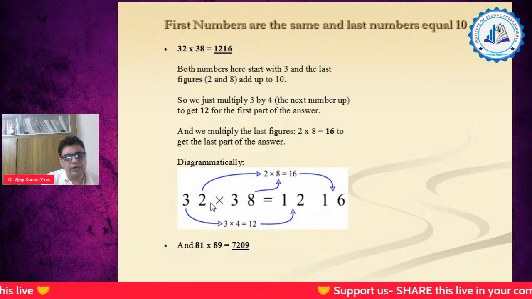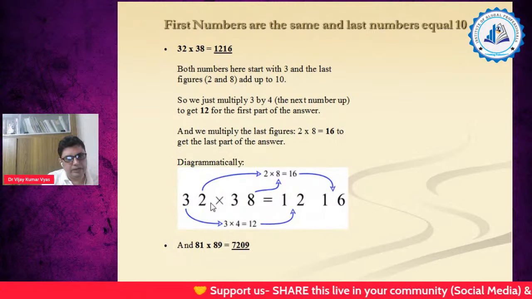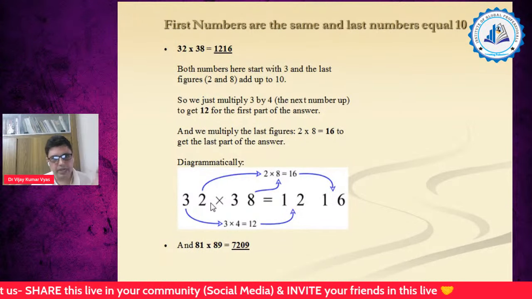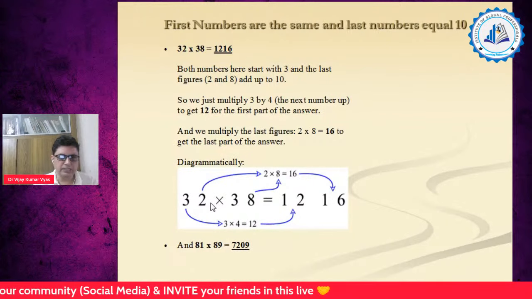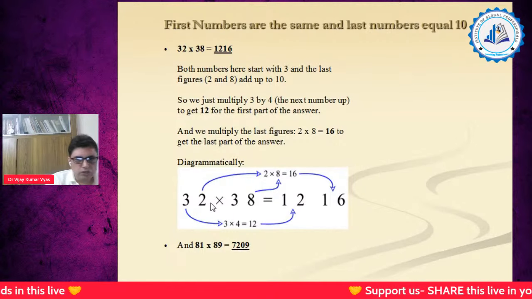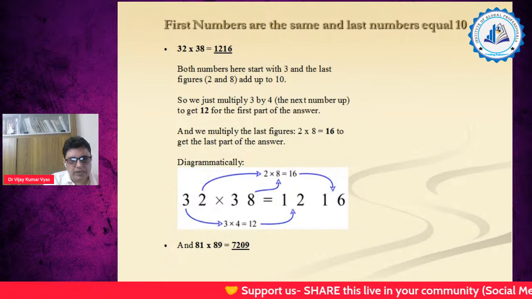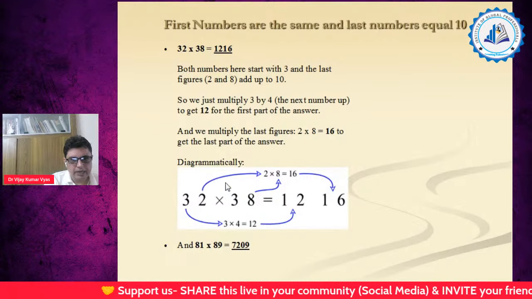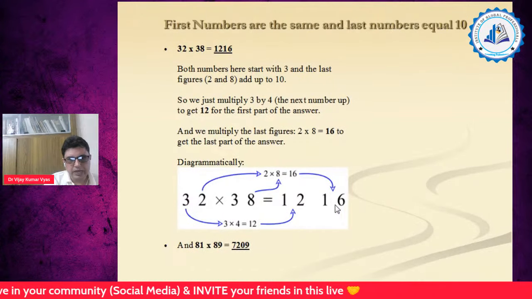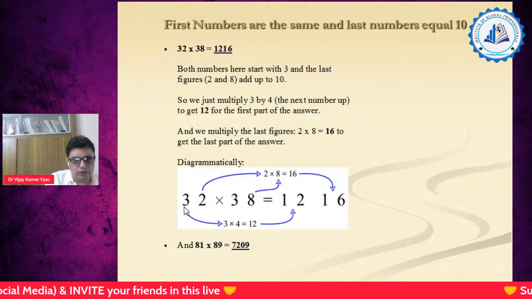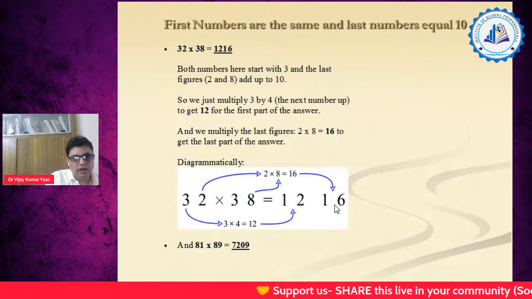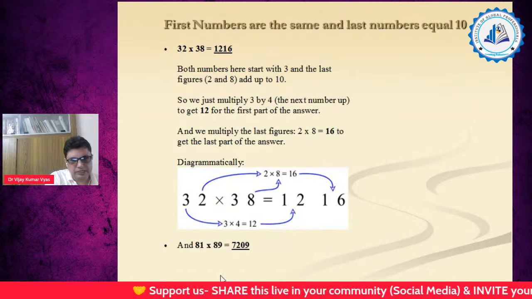Here is another example. If you need to calculate 32 multiplied by 38. Now here you can see both numbers start from 3 and the sum of the second digits is 10. If you need to multiply this, no need to use a calculator, because first digit is 3, second 2 and 8, so 2 multiplied by 8 is 16, right, 16, and the next digit after 3 is 4, so 3 into 4 is 12, so 1216 is the result output, and you can use these techniques also.